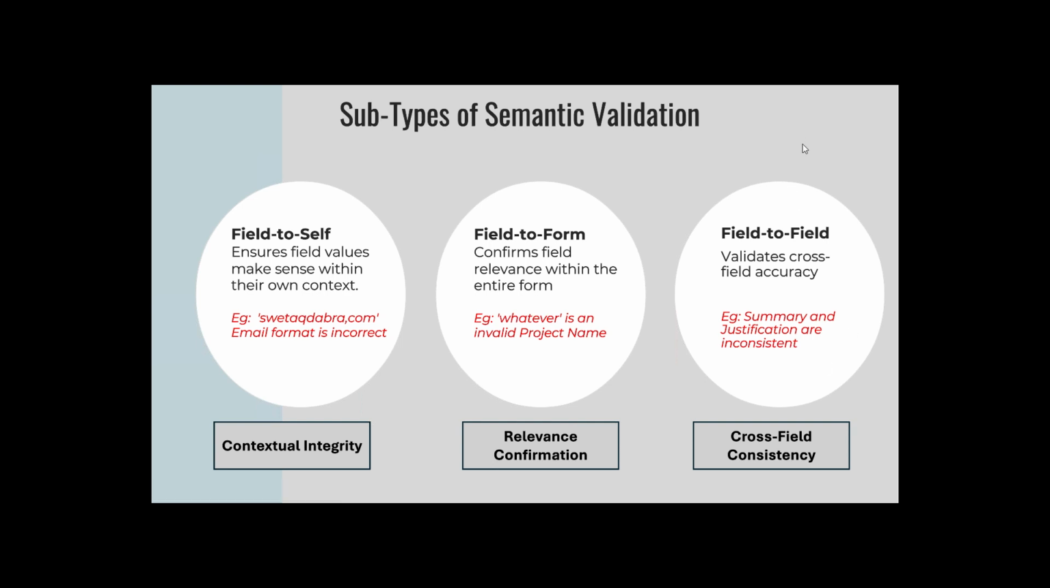The third is field to field validation. So it maintains the cross field consistency. We saw in our form we had field to field validation for summary and justification, and the justification has to be in context with the summary, and we got the validation error there as well.